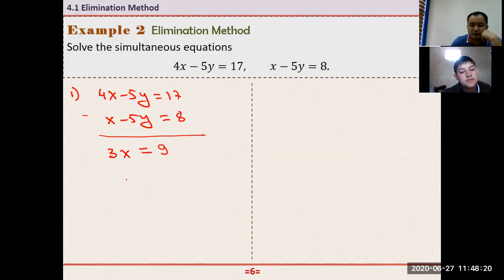And you know how to solve this equation? What is x? x is 3. Good. Second step.